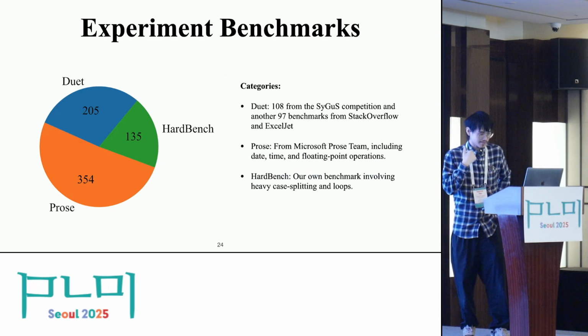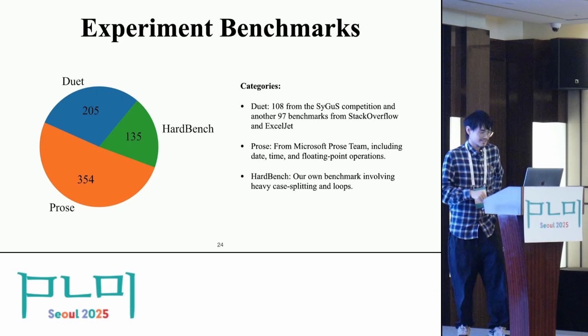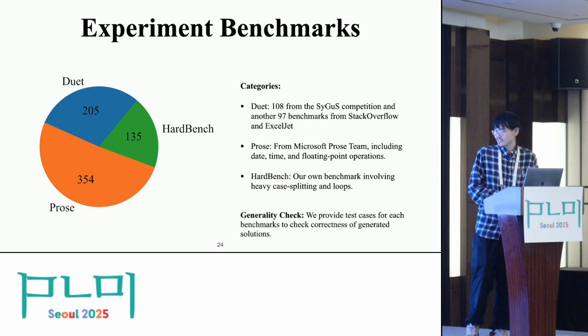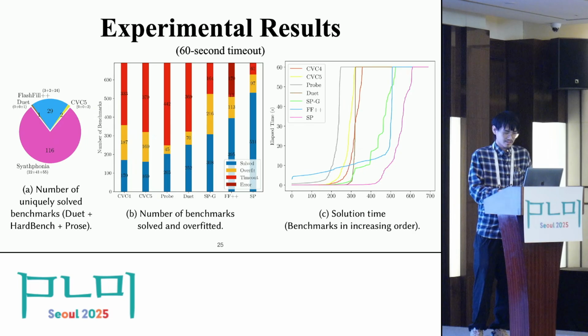So let's now talk about benchmarks. This pie chart illustrates our benchmarks, which are drawn from three main sources: Doit, Harbinge, and Pros, all with their unique characteristics. And we also provide some test cases for a generality check to ensure the solution doesn't overfit the results.